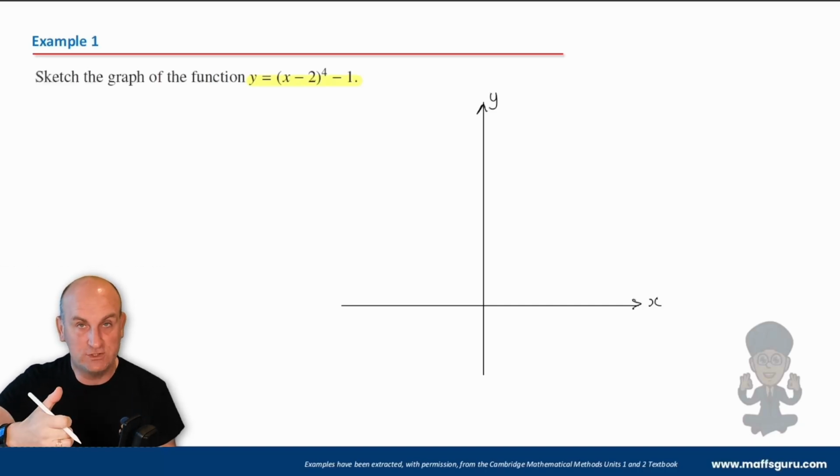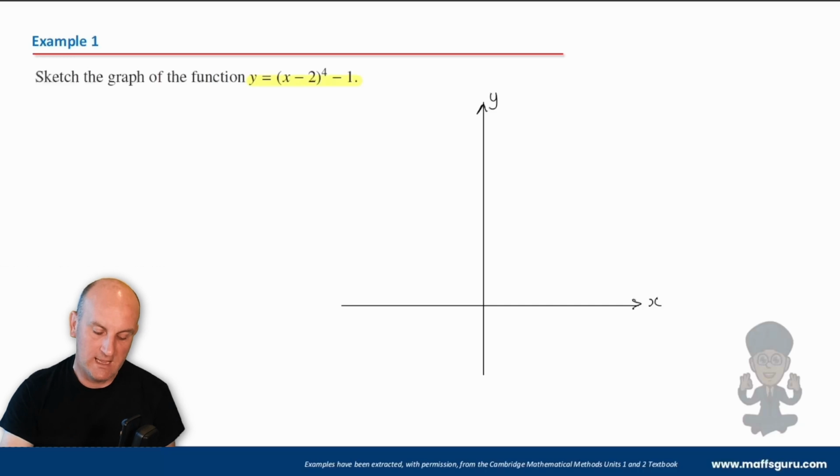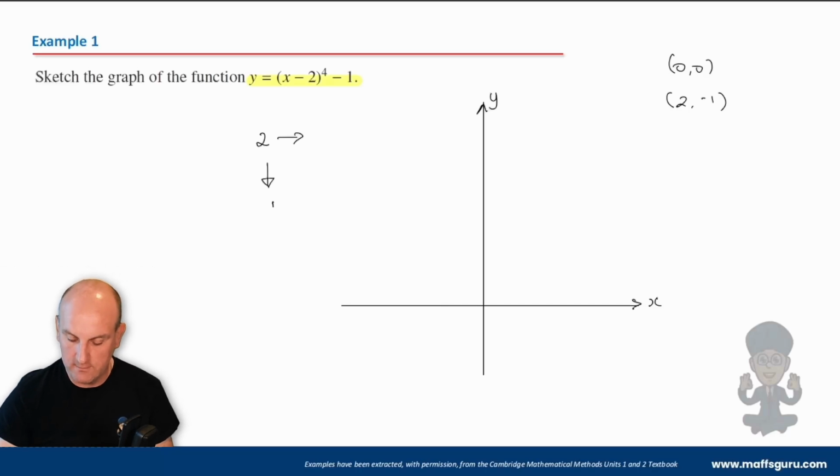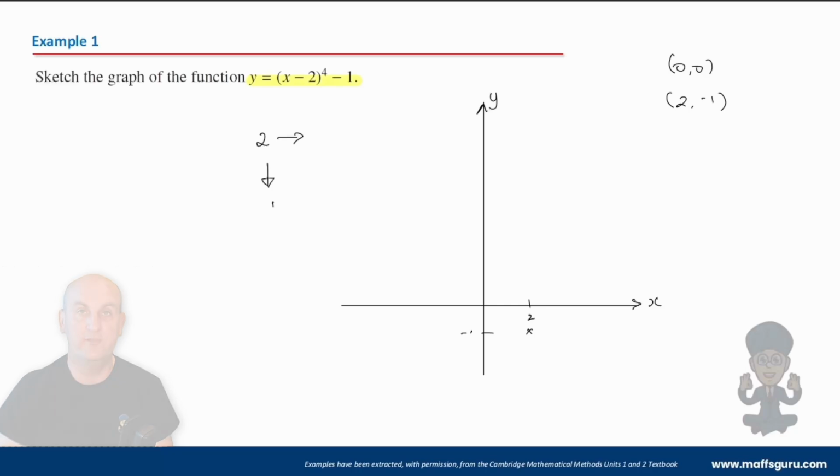Is there any reflection? Nope. This just seems to be a basic translation. So what does that 2 there mean? Well, that 2 means that it has been moved 2 to the right. And what does that negative 1 mean? It means it's been moved down by 1. So my turning point, as it were, started at 0, 0. I'm going to add 2 onto my x value and take 1 off my y value. So I now have a turning point at 2, negative 1. All right, so there's a 2. There's my negative 1. I'm going to put a cross there. There's my minimum.